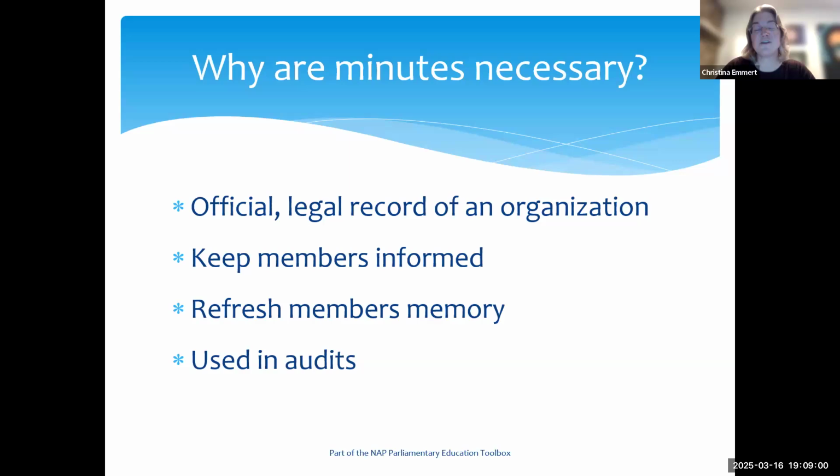Also, you're not always going to have all your members at a meeting, so you want to be able to send out those minutes and keep members informed of what's going on in your organization. Of course, refresh members' memories. We don't always have the best memories after a meeting. It's usually hard to take notes and keep a good record of everything that happened as a member attending a meeting. So we want to be able to remind members of things that have happened. And then any audits that happen to take place within your organization, minutes are also used for those. So these are really important records to have and to keep organized, and keep handy and accessible.